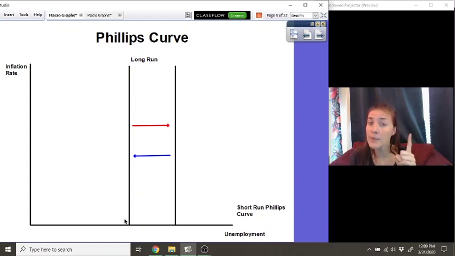So only one thing moves the long-run Phillips curve. It's unemployment compensation, and it moves directly. More unemployment compensation increases the long-run Phillips curve. Less unemployment compensation decreases the long-run Phillips curve. And that is all for the Phillips curve.